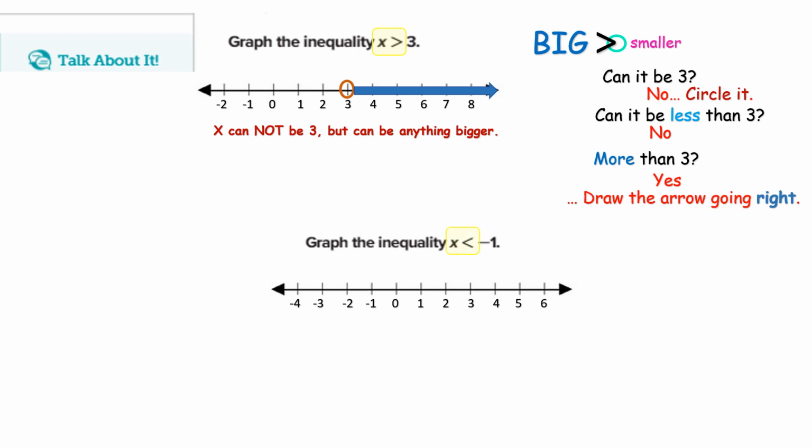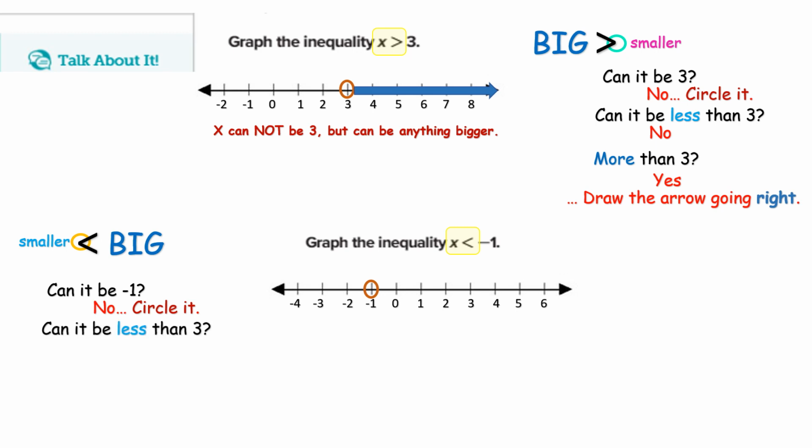I have to go back through my same questions, right? Can it be equal to -1? No, because it's not underlined. So my first step is to simply put a circle at the -1. Now I ask, can it be less than -1? Yeah, because that's what it's saying. And if the answer is yes, I don't need to ask, can it be greater than? Because I know that answer is no, right? So it can be less than -1.